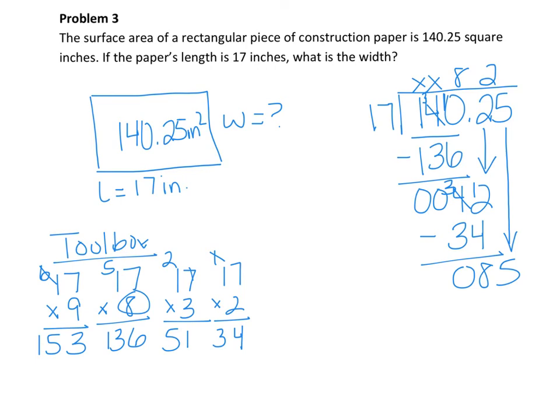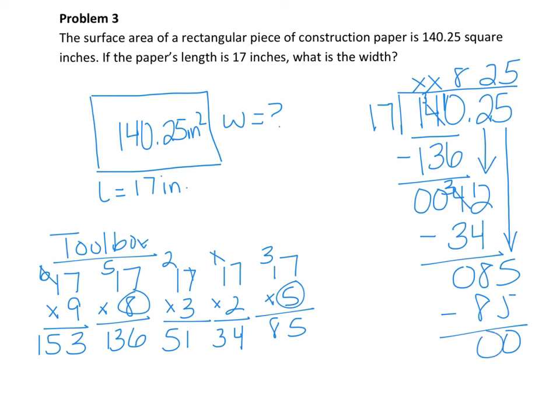Okay, let's count by 15s again. So I need to get close to 85. 15, 30, 45, 60, 75. So I think 5. So let's do 17 times 5. 5 times 7 is 35, carry the 3. 5 times 1 is 5 plus 3 is 8. Ooh, I love those. So let's put 5. 5 times 17 is 85. 85 minus 85 is 0.